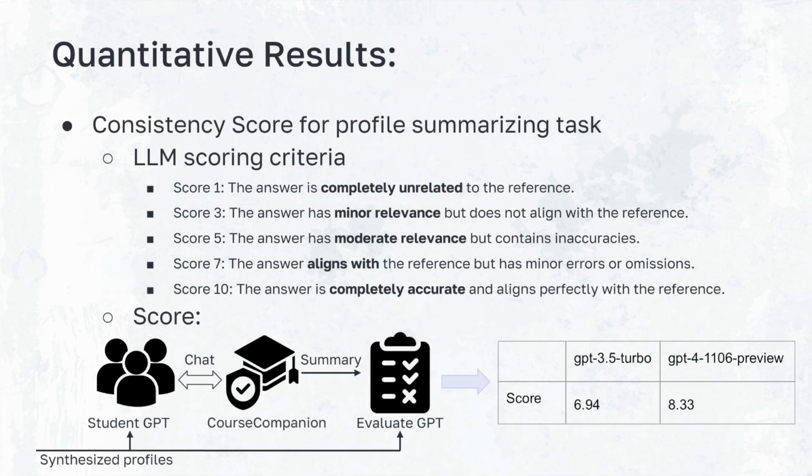Okay, so our quantitative analysis of the model starts with a consistency score for the summarizing task. Here we put our synthesized profiles into a GPT acting like a student, which converses with our model and generates a summary of that student. The evaluator will compare the summary and the original profiles for the consistency score. Our model with GPT-4 achieved a score of 8.3, which means the summary aligns with the reference profiles.